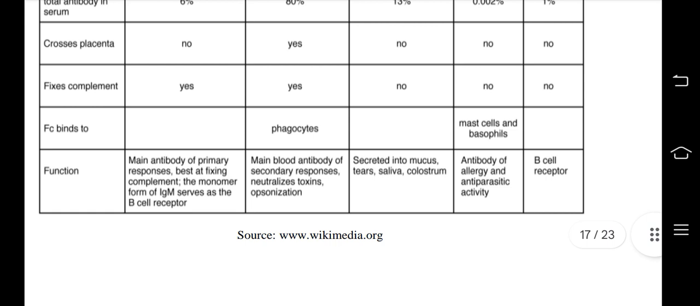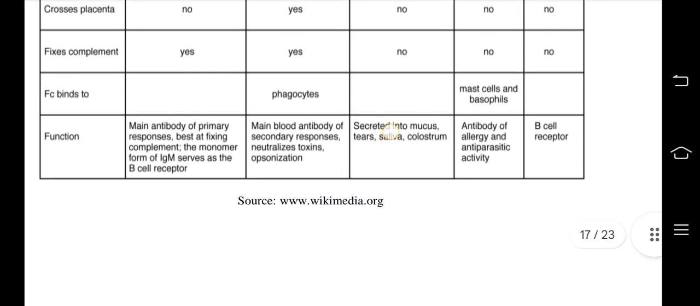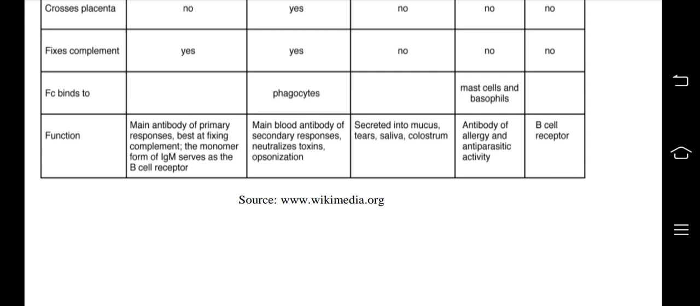Functions. First is IgM: main antibody of the primary response, best at fixing complement. The monomer form of IgM serves as the B cell receptor. The last, IgD, is also a B cell receptor. Then IgG: main blood antibody of secondary responses, neutralizes toxins and opsonization.